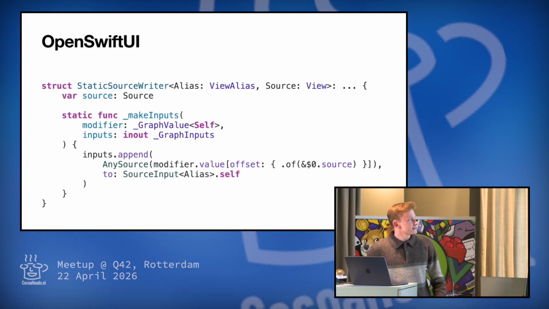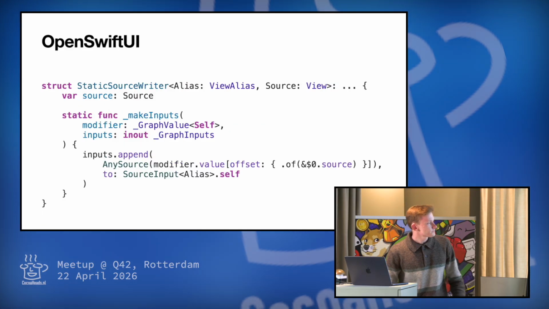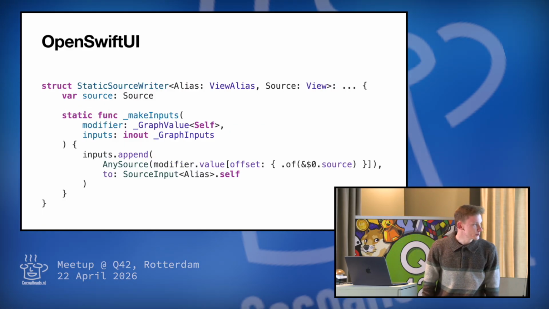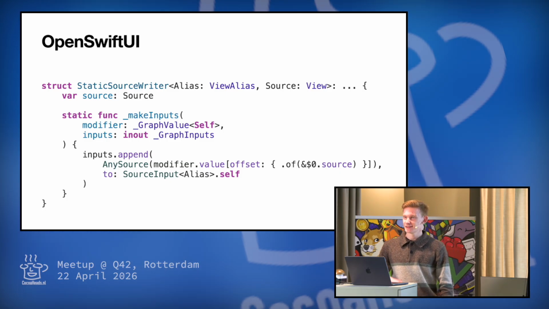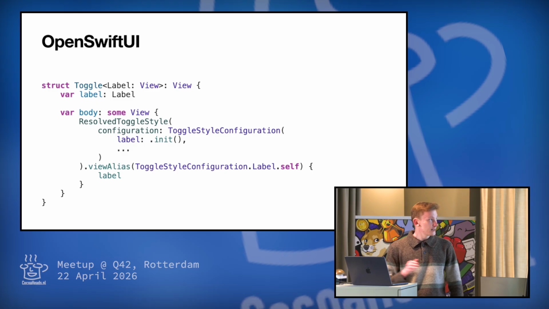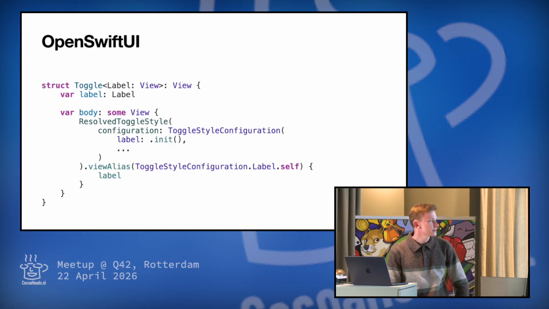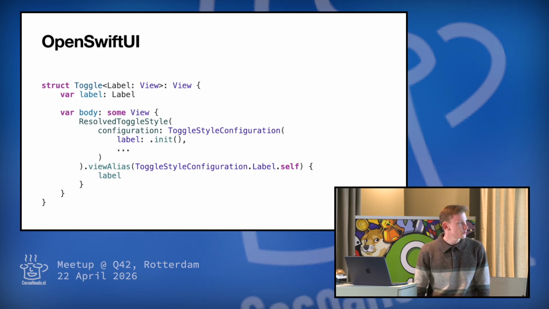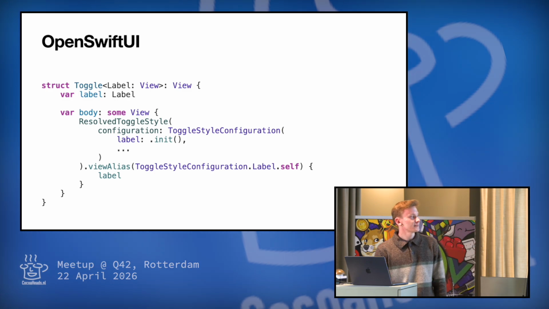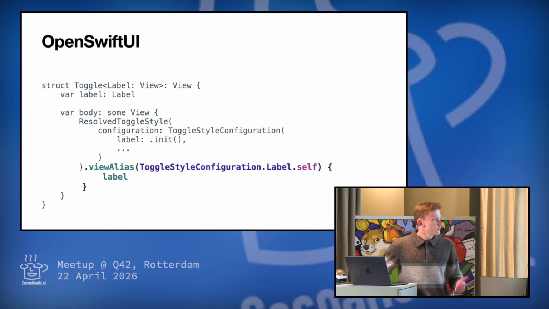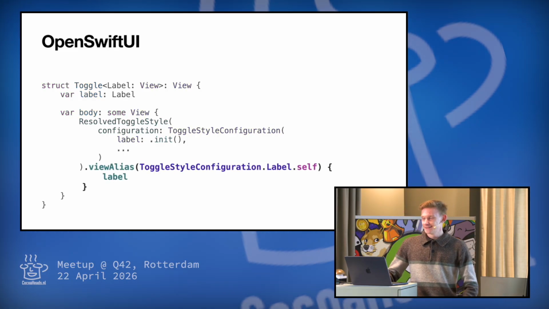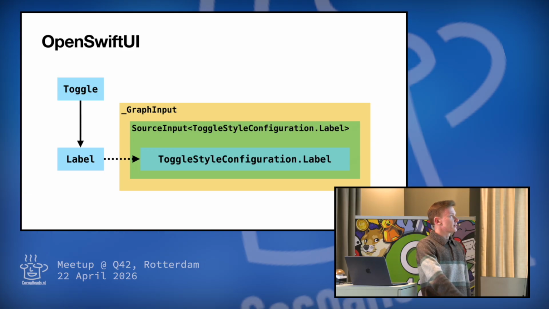The static source writer writes to the SwiftUI graph indeed a source input of the alias type. This sounds interesting. So I looked again at how toggle works. It sets a view alias of the type toggle style configuration.label. I'm not sure if you see the full picture, but this is quite interesting. So let's look at what's going on.